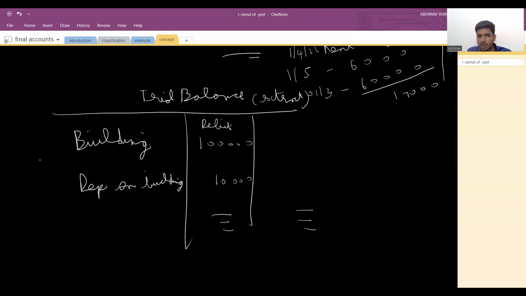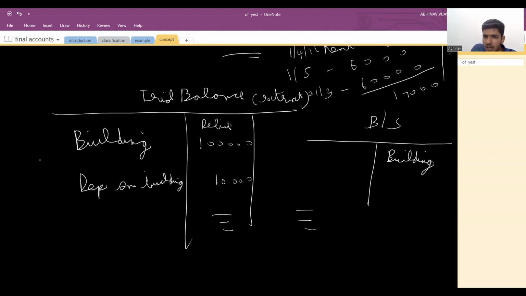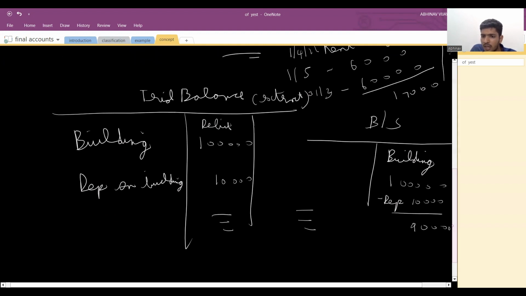So now, how do we classify it? Now I'm going to make a mistake, and then I'm going to show you why it's a mistake, for conceptual understanding. Usually the mistake people make is that in the balance sheet they write building 1 lakh, and then minus depreciation 10,000, and the remaining 90,000 will go to the outer column of the balance sheet.